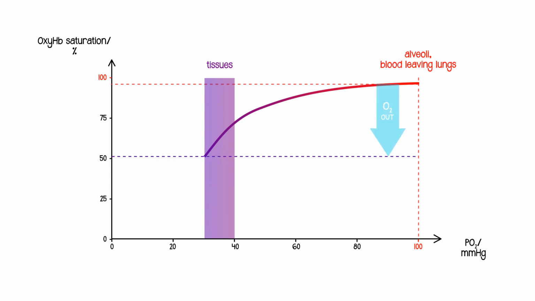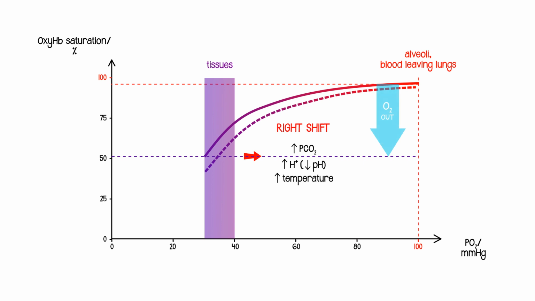But if you imagine that at that point in the tissues, the haemoglobin has been right shifted as well because of the CO2, the pH, and the temperature, then I hope you can see that you actually move to a lower point, and what that means is you're offloading more oxygen than you otherwise would. So the right shifting promotes the offloading of oxygen from the haemoglobin. It's a good thing.